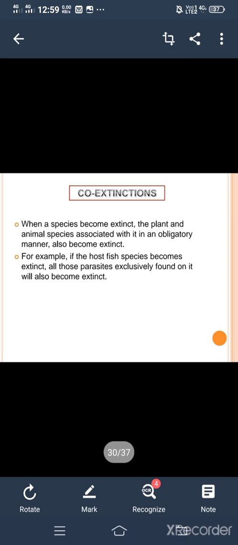Next is co-extinctions. When a species becomes extinct, the plant and animal species associated with it in an obligatory manner also become extinct. One species depends on another species, that is called co-extinction.